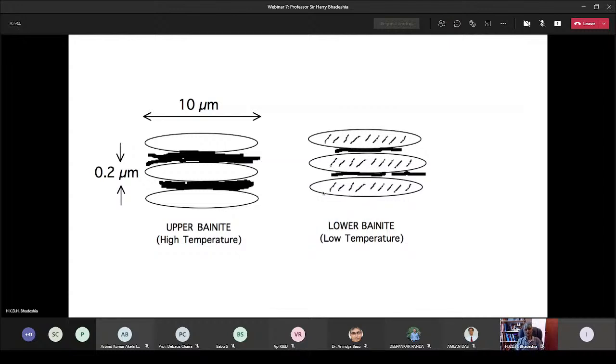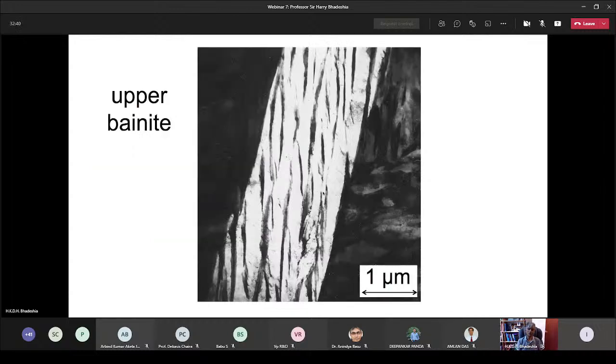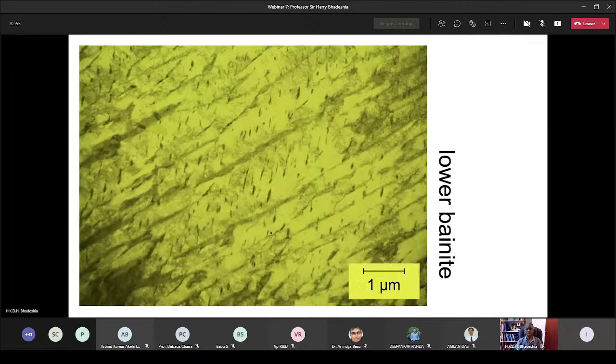First of all, this is just a schematic diagram, so I'll show you the real microstructures. Here is a transmission electron micrograph of upper bainite. Again, look at this scale. Each plate is of the order of 0.2 of a micrometer thick. In between the plates, you have these residual phases, which may be cementite or austenite. In contrast, lower bainite has thinner regions between the plates and these particles inside the plates. Essentially, the difference between upper and lower bainite is that you get finer cementite precipitates.